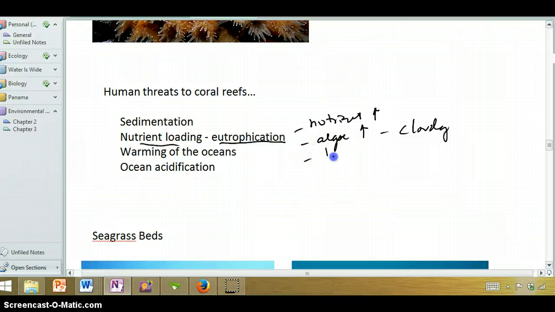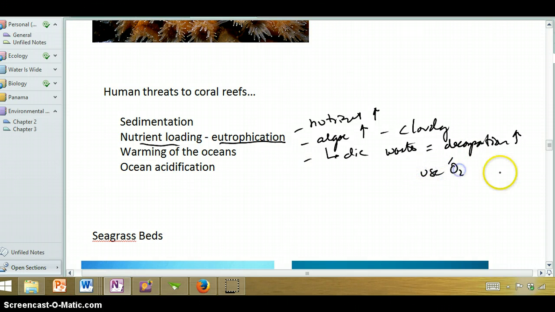Also, when all those algae then begin to die, it increases the amount of organic waste in the water, which leads to an increase in decomposing organisms. And those decomposers tend to use oxygen out of the water. And so waters that become eutrophic with all these nutrients, all this algae, and then the algae begin to die, their oxygen levels can decrease to the extent that these areas can become anoxic, or so low in oxygen it's hard for aerobic organisms to live.